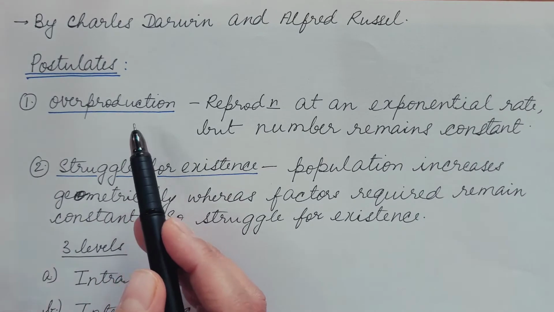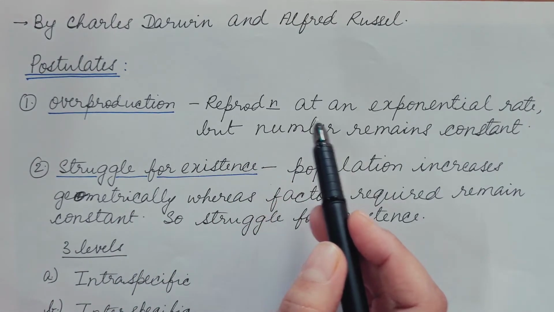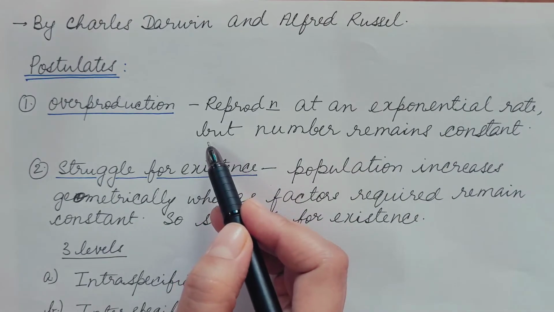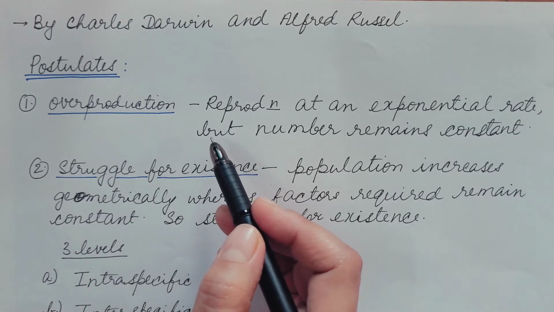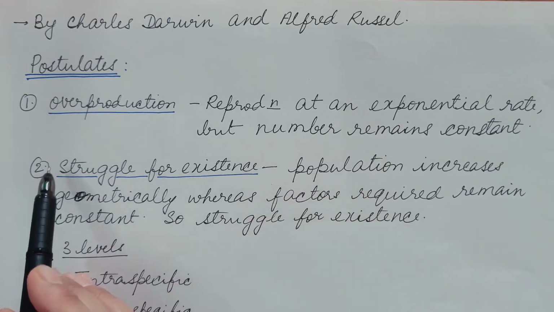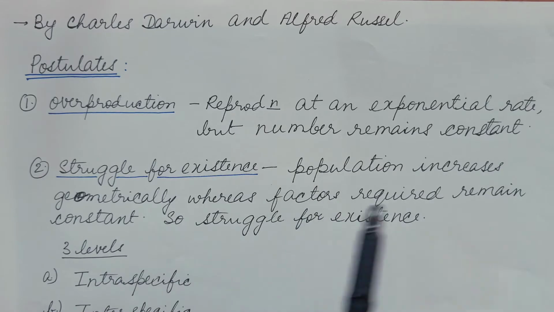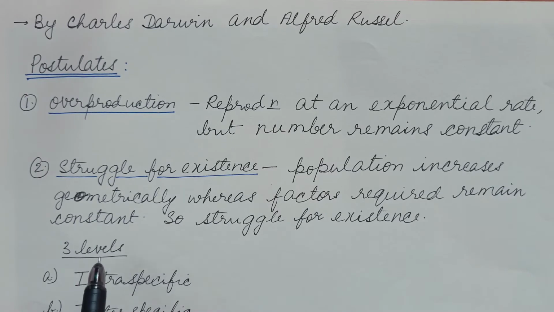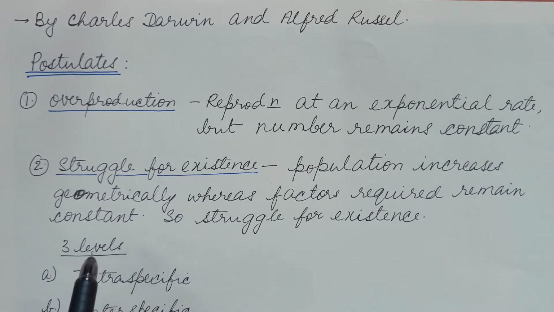Postulates: overproduction. Living beings reproduce exponentially, or their population increases geometrically, but however, they show stability, or their number remains almost constant. How is it possible? Due to struggle for existence, because population increases geometrically, but the factors which are required to survive, like food and space, are constant. So in order to survive, there is a struggle for existence, and this struggle takes place at 3 levels.